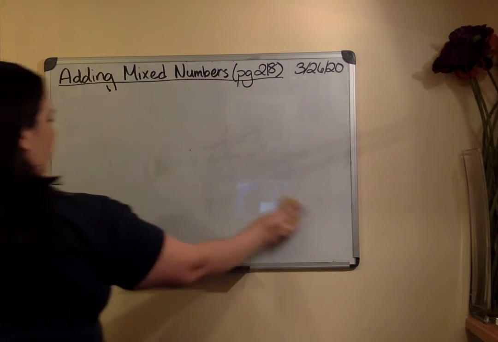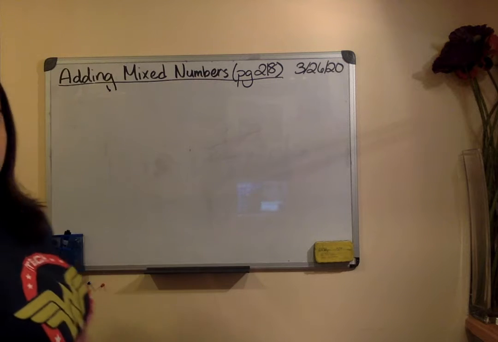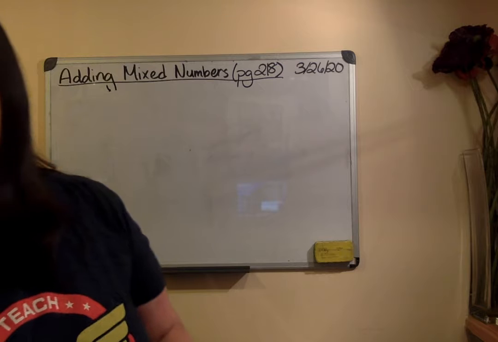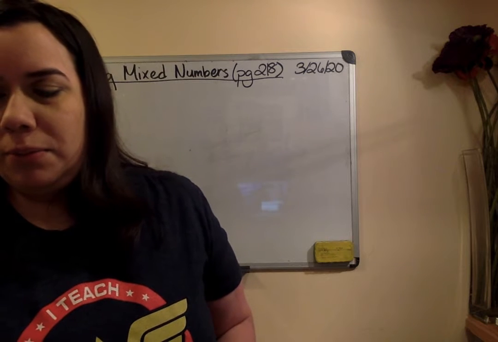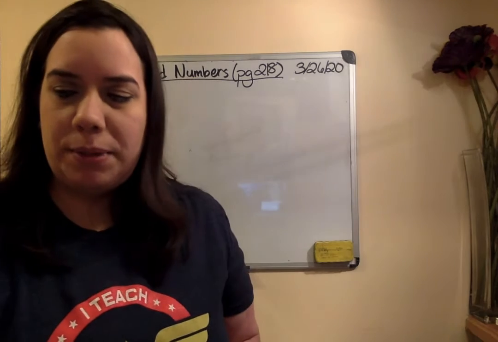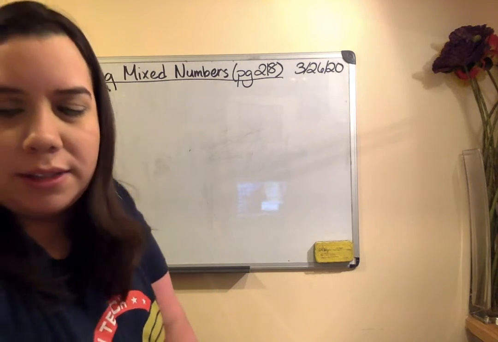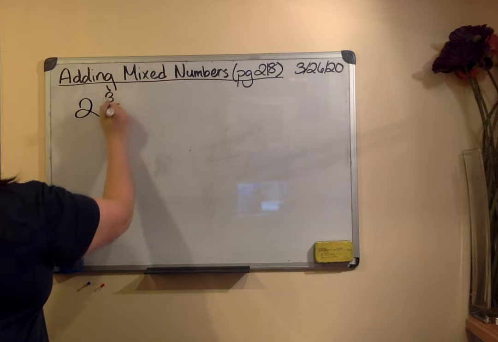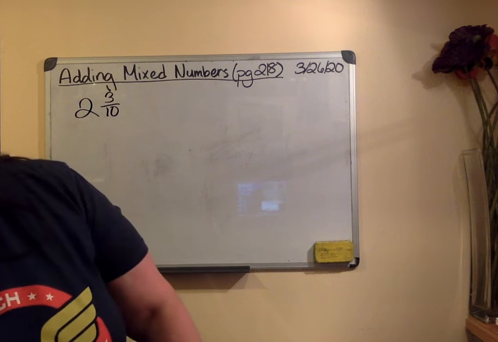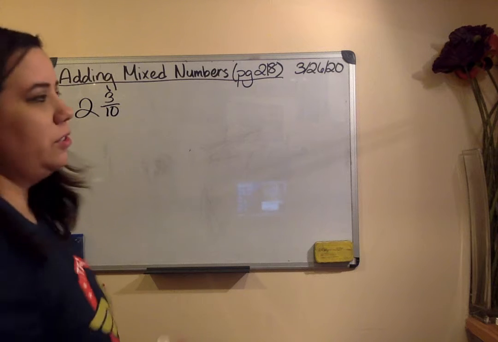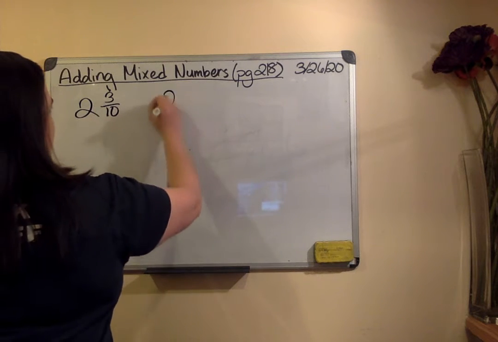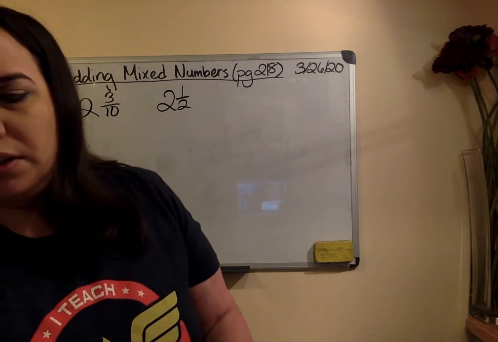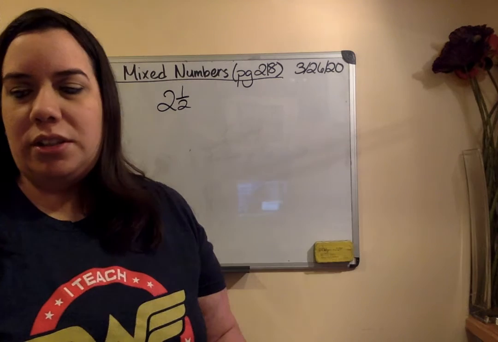All right, let's go ahead and dive into the lesson. So let's look at example A. They have Rosita measure the amount of precipitation over a 2-month period. It rained 2 3/10 inches in June, and 2.5 inches in July. What is the total precipitation for June and July?